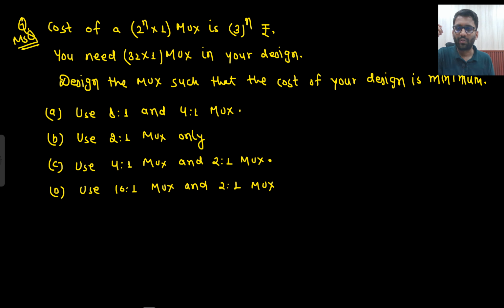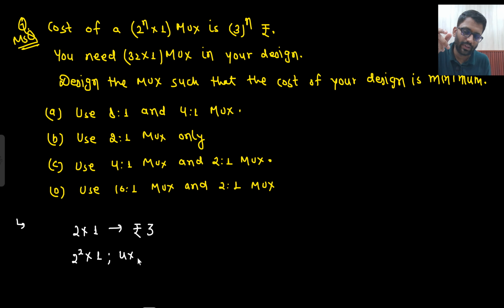Yeah. So one more question is there. This is a question, you should try it on your own. Cost of a 2 to the power n cross 1 mux is 3 to the power n rupees. Basically 2 cross 1 mux will cost you 3 rupees. This question I made on my own only, not copied from anywhere. And 4 cross 1 mux will take you 3 square rupees. That means it would be of rupees 9.